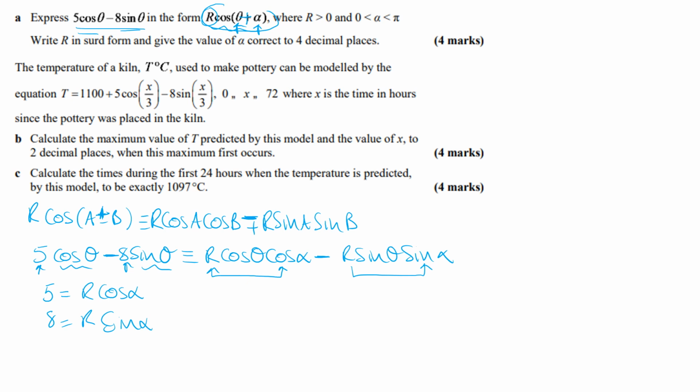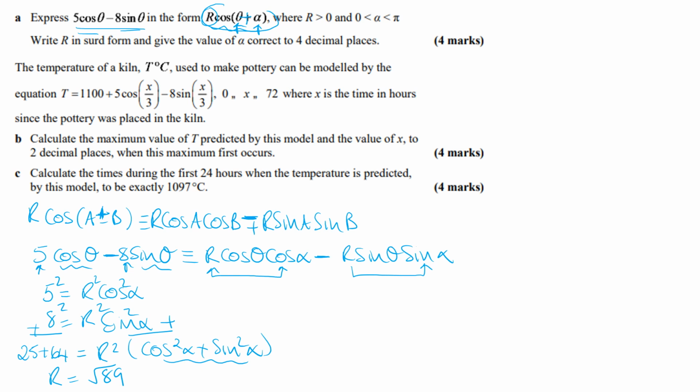Now what we do is we need to find R and alpha. They are constants. The theta is going to vary, but what we do to find R is we square both sides and add, so squaring on the left and squaring on the right and adding that. On the left, you're going to get 25 plus 64 is equal to, and I can take R squared out as a common factor, cos squared alpha plus sine squared alpha, which we know is equal to 1. 25 plus 64 is 89, which is equal to R squared. So R is equal to the square root of 89.